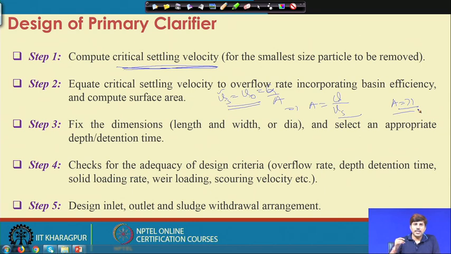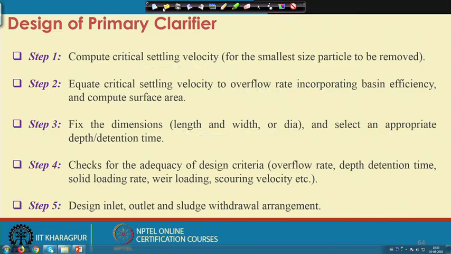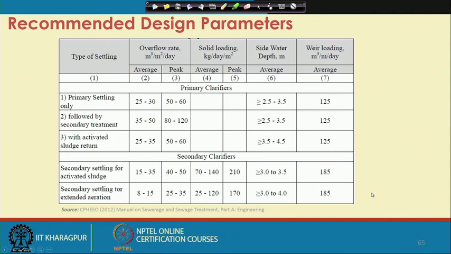So, once we know A, we can fix the dimension either in terms of length or width or diameter. There are certain criteria which are typically adopted in fixing these dimensions, and then we can select an appropriate depth and detention time. We need to check these designs for adequacy of various design criteria, in terms of overflow rate, depth, detention time, solid loading rate, weir loading, scouring velocity, etc. All these things are checked, and then we can provide the sludge withdrawal mechanism, the inlet and outlet arrangement, and the required freeboard. Those are the other design aspects which need to be followed.